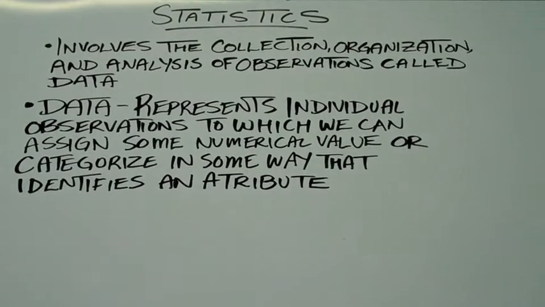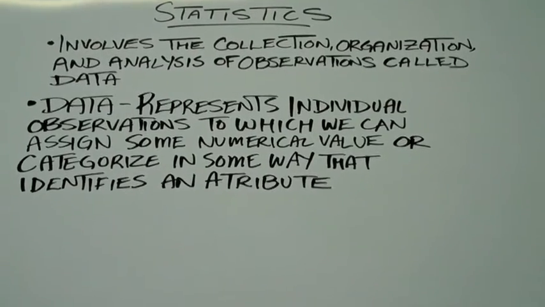What is statistics? Statistics involves the collection, organization, and analysis of observations called data. Well, what is data? Data represents individual observations to which we can assign some numerical value or categorize in some way that identifies an attribute. So we take data and first we have to collect it, then organize it, and then we're going to analyze it. That's what statistics is.